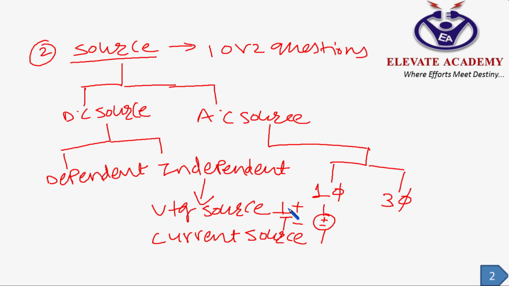This is your current source. So this is your current source. This arrow may be upward or it may be downward. It is showing the direction of current. Okay, that is nothing but your current source. So there may be questions on ideal voltage source, ideal current source.